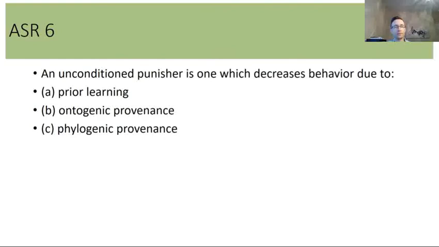Let's do some ASRs. ASR 6. An unconditioned punisher is one which decreases behavior due to A, prior learning, B, ontogenic provenance, or C, phylogenic provenance. Give you a few more seconds. Okay, I'll close the poll, and the answer here is C, phylogenic provenance. Ontogenic provenance and prior learning are the same thing.